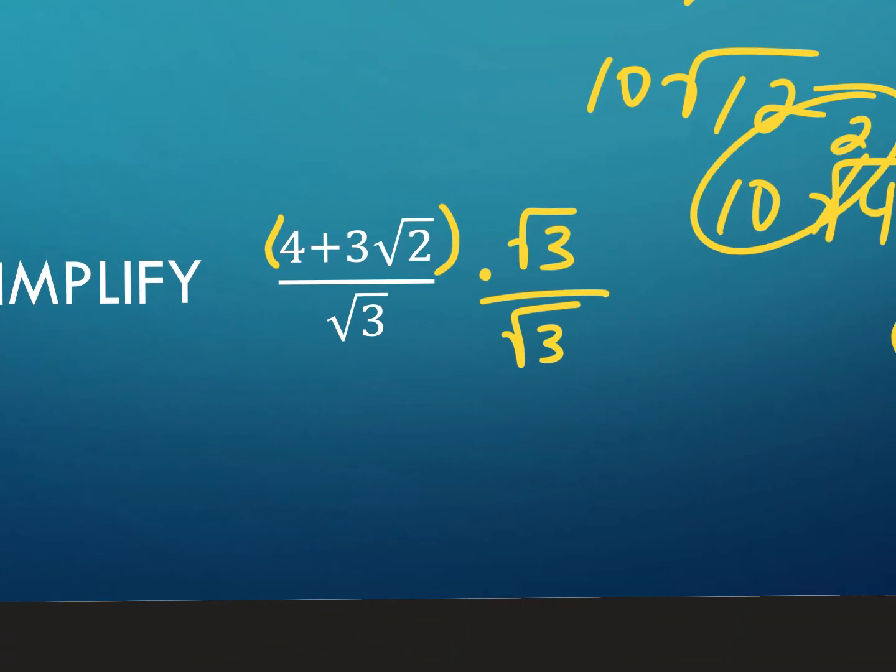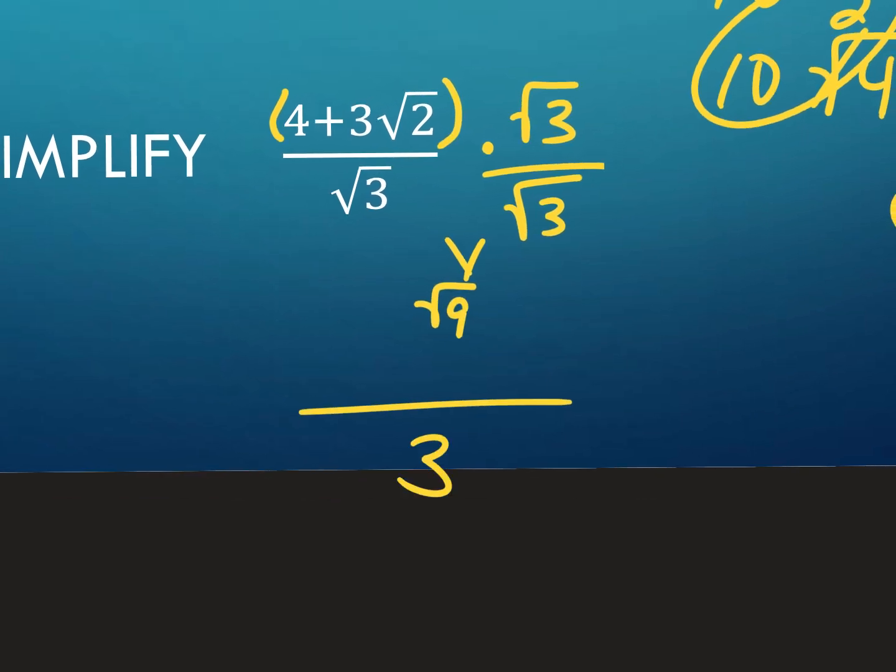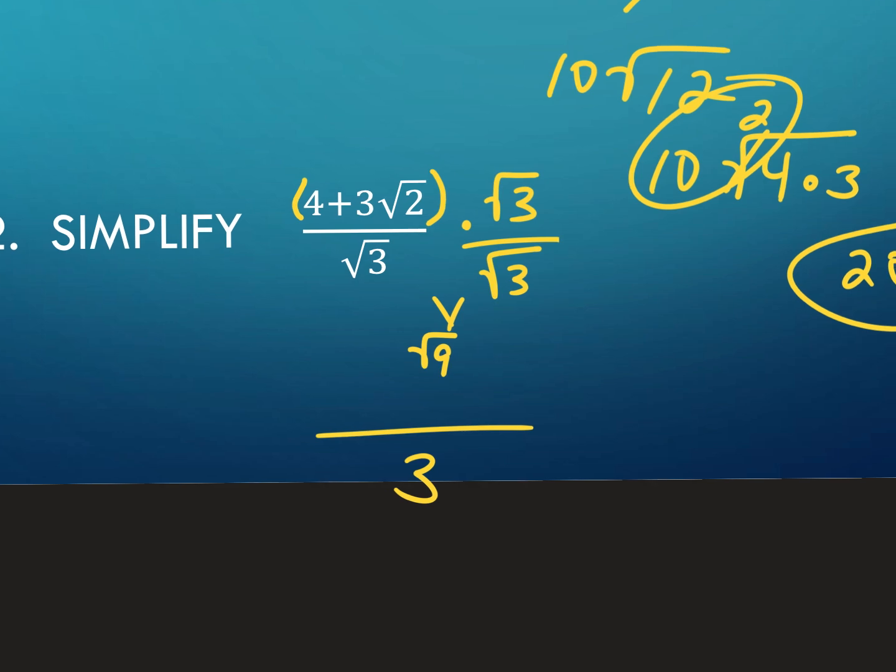So I'm going to go ahead and deal with the denominator first. Square root of 3 times the square root of 3 is the square root of 9, which gives me what? Okay, the whole number 3. What did we want to happen? The radical to be out of the denominator? Mission accomplished. So now we just distribute.